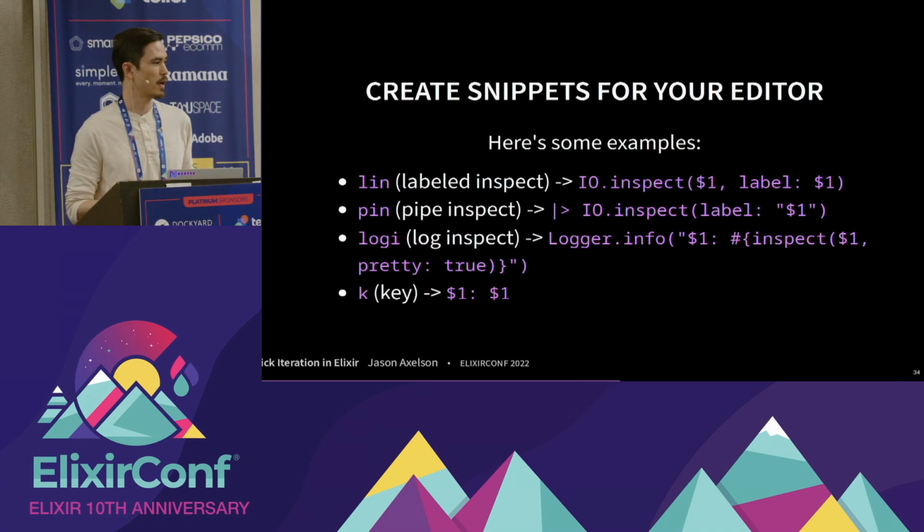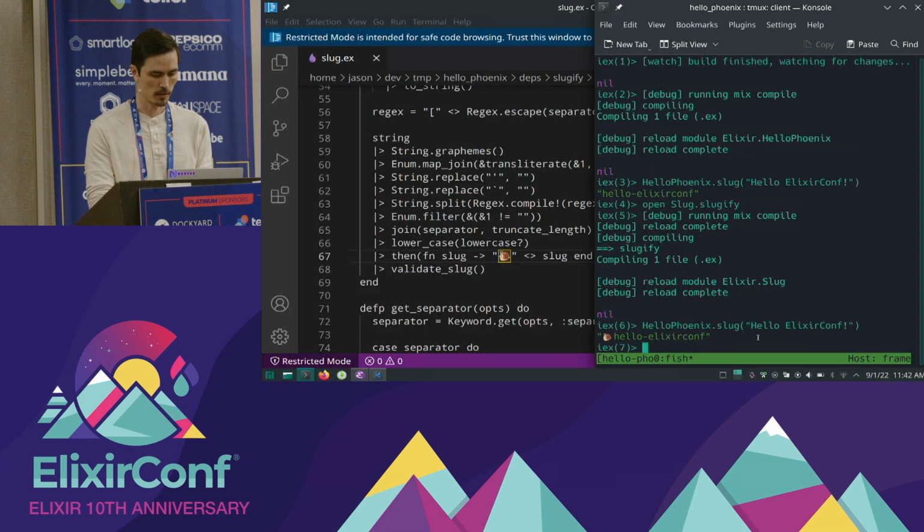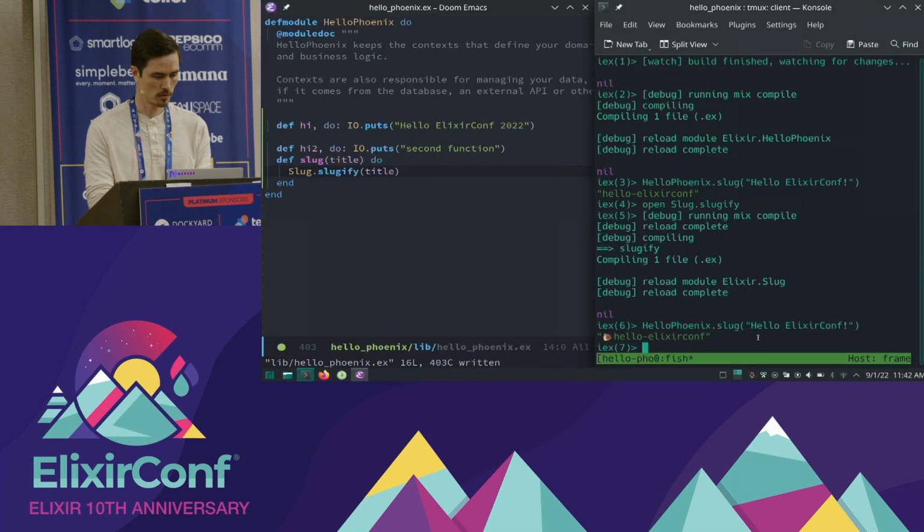There's one called LIN for a labeled inspect. A lot of them are based on IO.inspect. And then I have a similar thing for piping and also for logging. And then I'll show you the key one in a second. So let's just see how that looks.